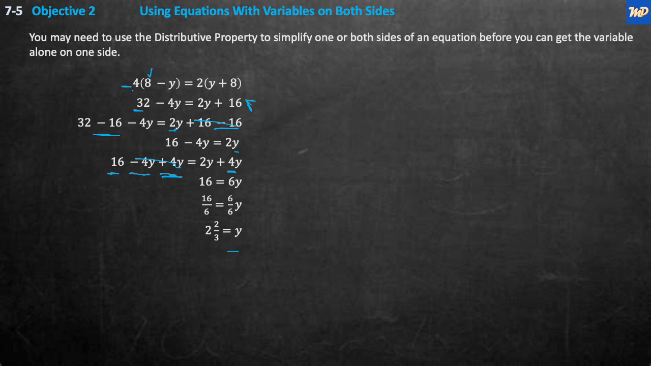So what does y equal? We have to get rid of the 6. So we're going to divide both sides by 6. So 6y divided by 6 equals y. And 16 divided by 6 equals 2 and 2/3. 6 goes into 16 2 times. That's 12, 2 sixes, and 4 left over. And 4/6 is 2/3. So y equals 2 and 2/3.